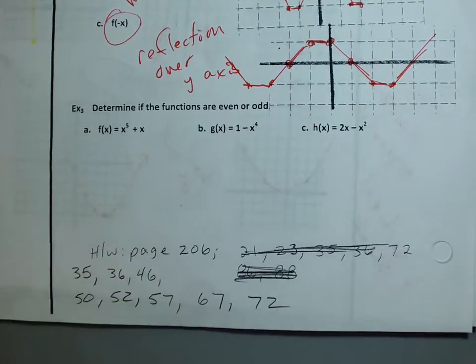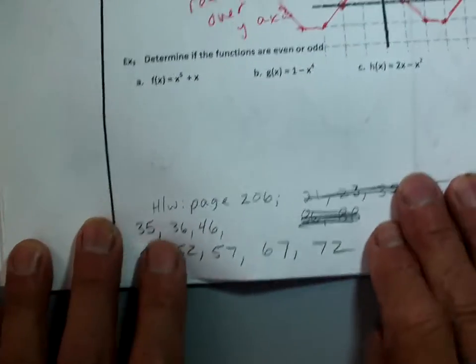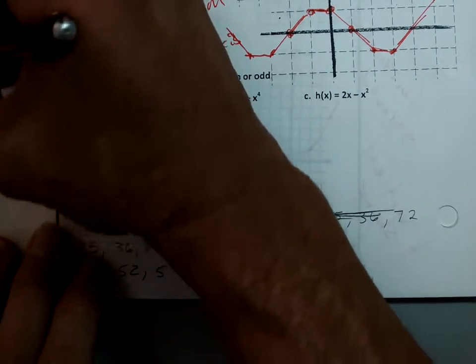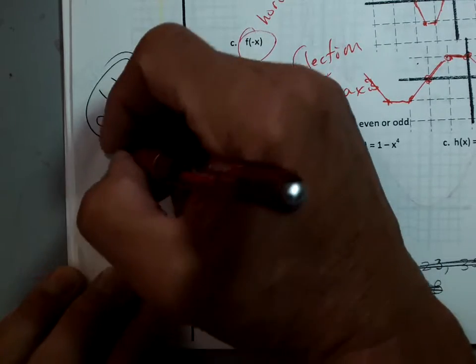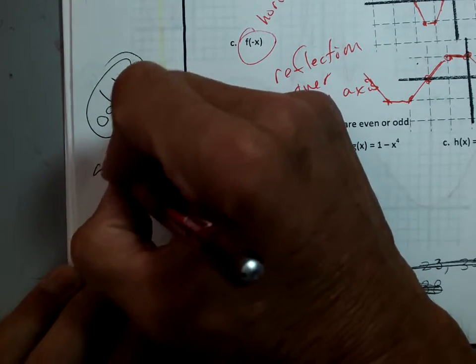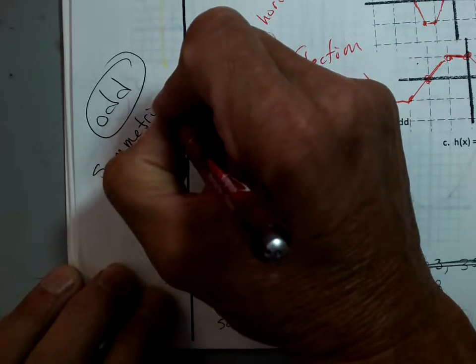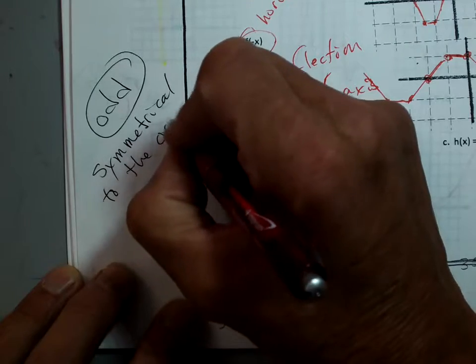Now, let's take a look at A, B, and C. And I'll put on my graphics calculator. Desmos is easier to see, but I'm still going to put on my graphics. Okay, so now, to be odd or even, okay? If it's odd, it's going to be a rotation. It's going to be symmetrical. We call it symmetrical to the origin.